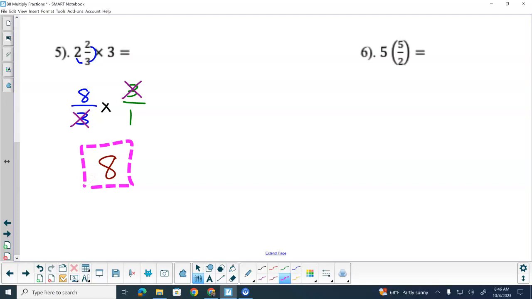Next one, I'm going to write it as 5 over 1, and then that's multiplied by 5 over 2. Can I cross out those 5s? Why not? There's a 5 in each fraction. Why can't I cross those out? Very important here. We said it earlier, in your notes, way up at the top.